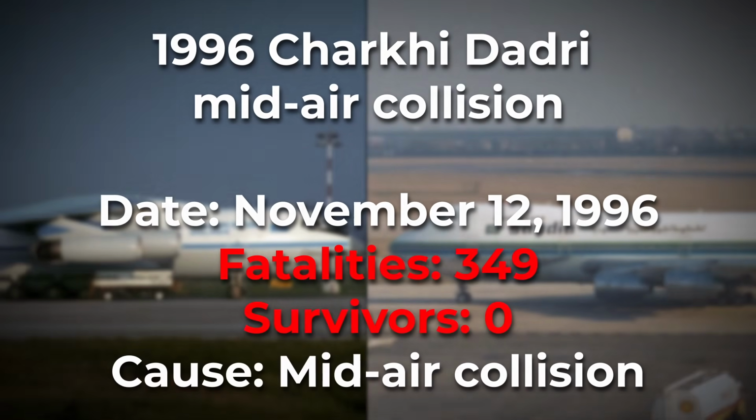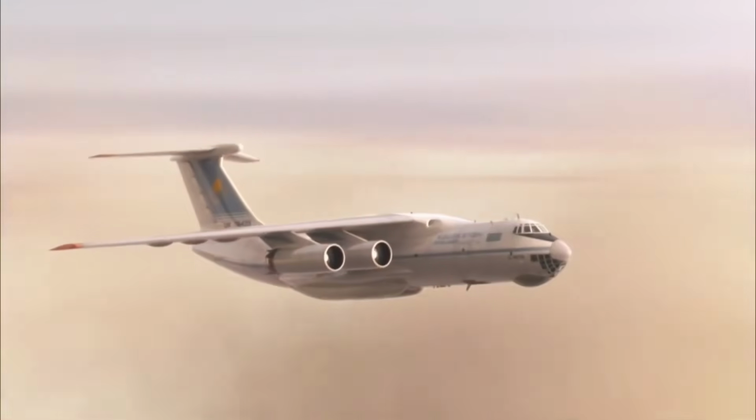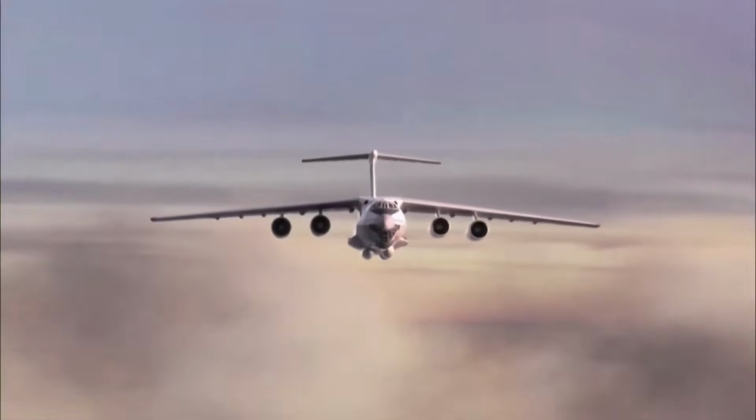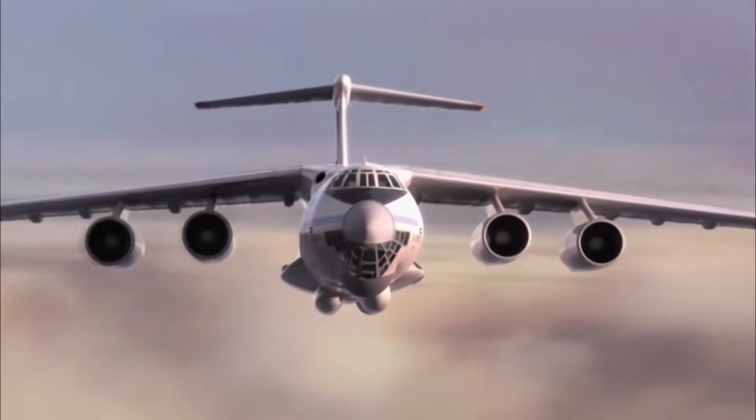On the 12th of November 1996, Saudi Arabia Flight 763 and Kazakhstan Airlines Flight 1907 collided. The crash killed all 349 people on board both planes, making it the world's deadliest mid-air collision and the deadliest aviation accident to occur in India.